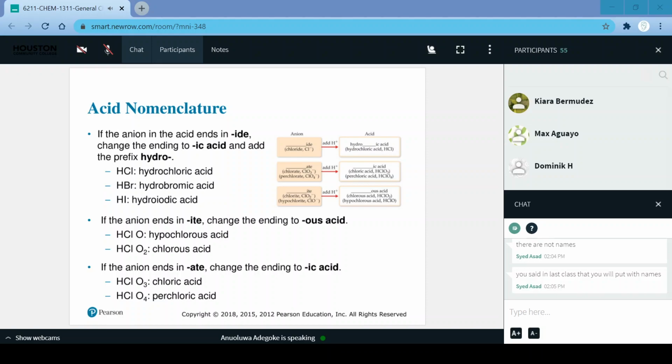ClO is a polyatomic ion, and it's called hypochlorite. So when we name the acid, it's hypochlorous acid. ClO2 is the chlorite ion, and when we name the acid, we call it chlorous acid. Now, ClO3 is the chlorate ion, so we name the acid chloric acid, and ClO4 minus is the perchlorate ion, so we name it perchloric acid.